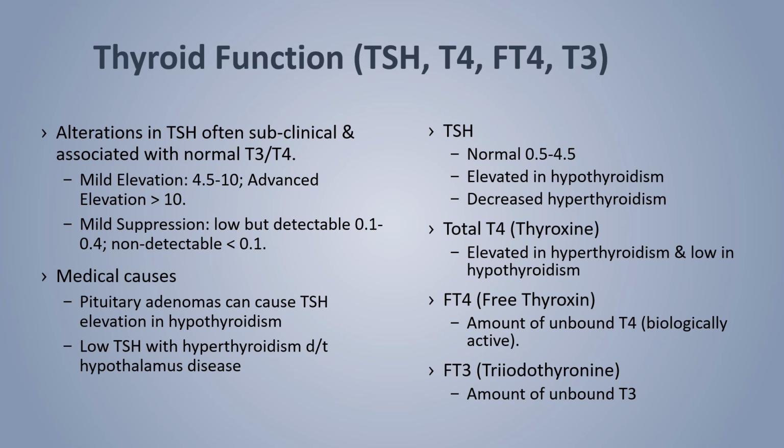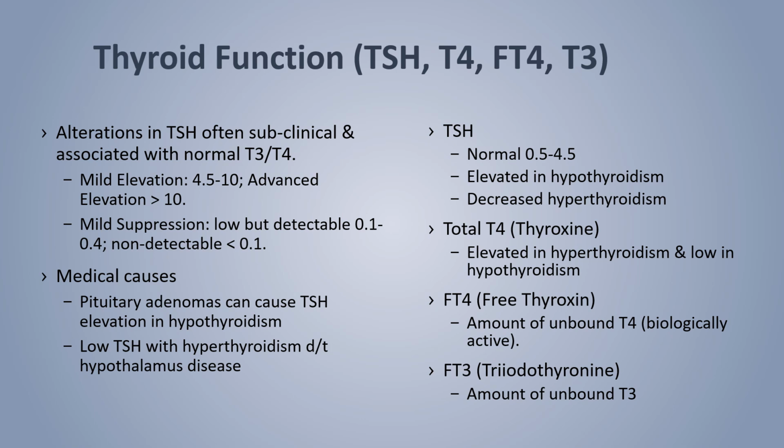So those are TSH normal range. T4, or our thyroxine, is going to be elevated in hyper and then low in hypo. So it actually follows that normal expected pattern. Not like our TSH, which is always opposite.